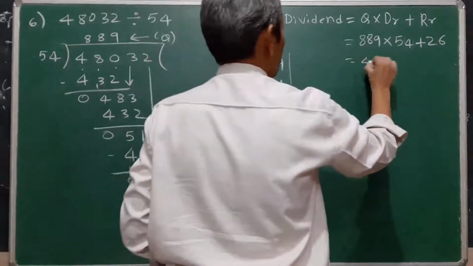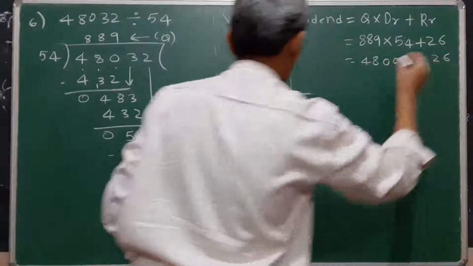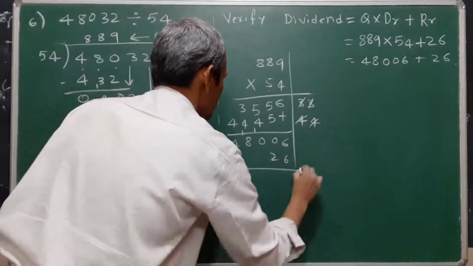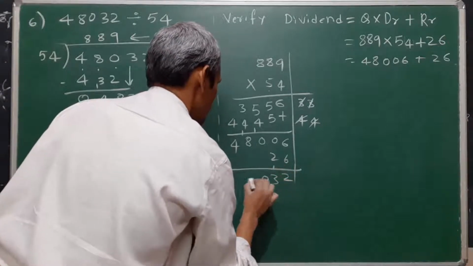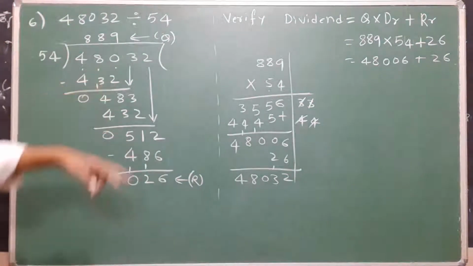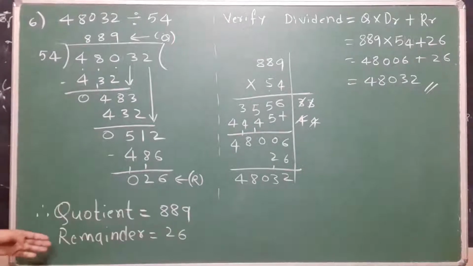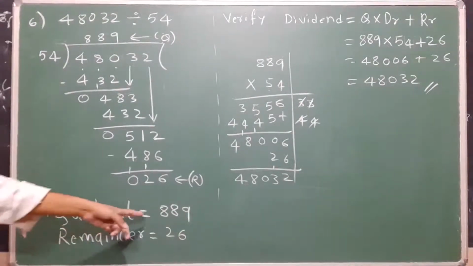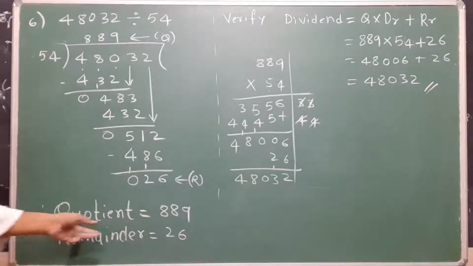Here 48006 plus 26. If we add 26 to this, see what we will get. This is 12, 3, 0, 8, 4, 48032. This one we got. So the result is verified. We should write this for every problem, therefore quotient is 889 and remainder is 26. Whatever we get quotient and remainder, we are supposed to write at the end in this way.